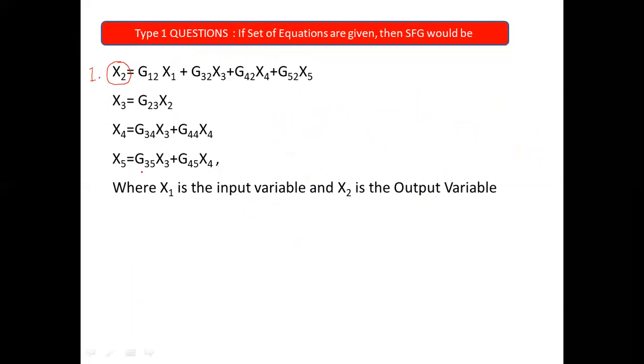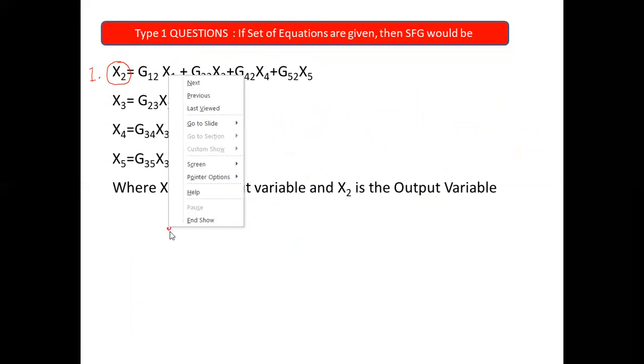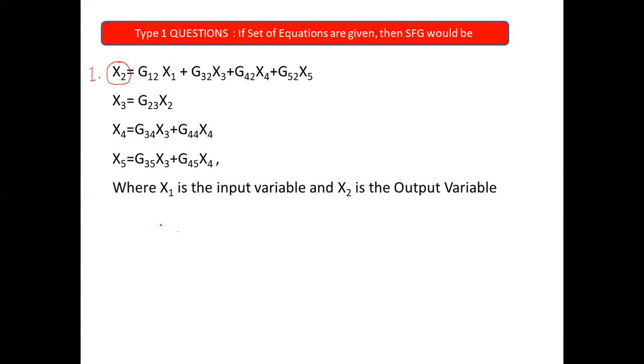First step, I told you that you have to arrange all the nodes from left to right in ascending order, starting from the input node. So what is the node over here? The first node is basically x1, second node would be x2, third node x3, fourth node x4, fifth node x5. Okay, so I have arranged the nodes over here.